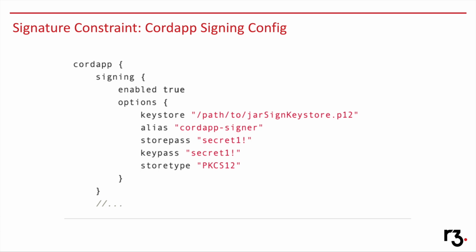This can, however, be changed in the build.gradle file of your contracts module as shown in the slide here. You can use the options parameter in the build.gradle file to configure your own signing key. Once this configuration is in place, your Cordapp will be signed using the configured key during the build process. You may also choose to disable signing by changing the enabled parameter to false, just in case you wish to use any of the other constraints available in Corda.